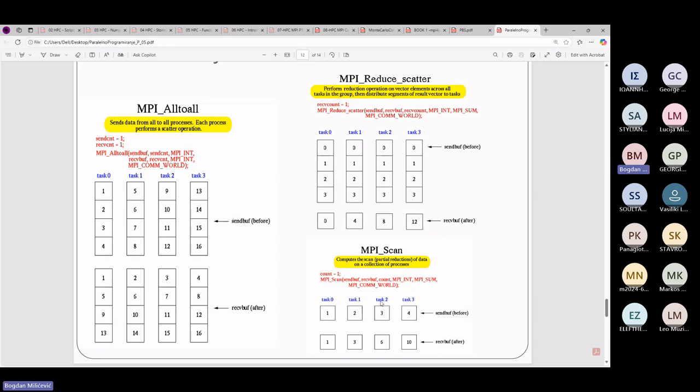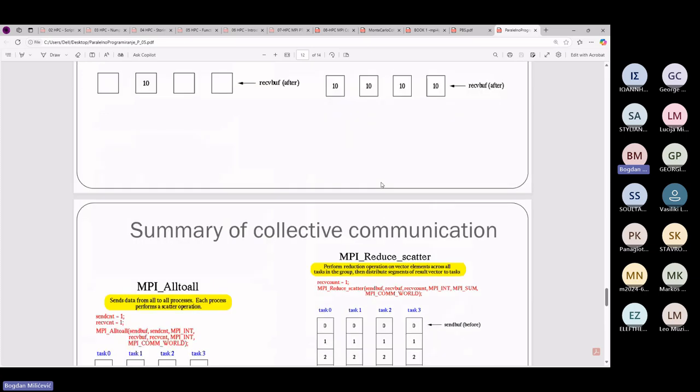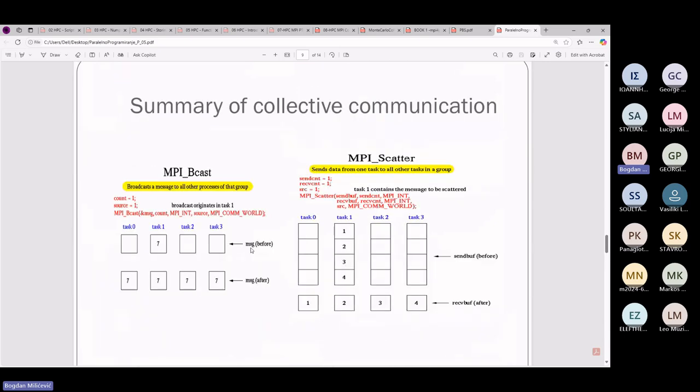MPI scan is a function that accumulates values, or doesn't have to accumulate, but it performs partial reduction amongst processes. So if we have 1, 2, 3, 4 at the beginning, then we will have 1. Then when we accumulate 1 and 2, we get 3. When we accumulate this 3 and 3, or all the other values here, we get 6. And finally, when we accumulate 6 and 4, or all the values here, we get 10. So this is what scan does. It performs partial reductions. These three functions you don't have to look at, but reduce, gather, broadcast, and scatter you should take a look at.